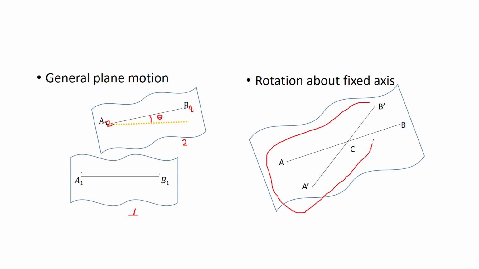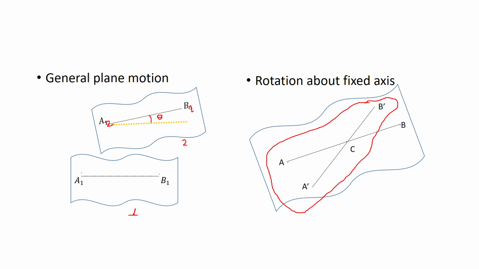The black line is your initial configuration. Although it should be the same, just to complete it, I have drawn it with a red line, and the configuration is changed to the second position, that is shown by the red line. So this A dash B dash is the second configuration. A B was the initial configuration and A dash B dash is the second configuration.